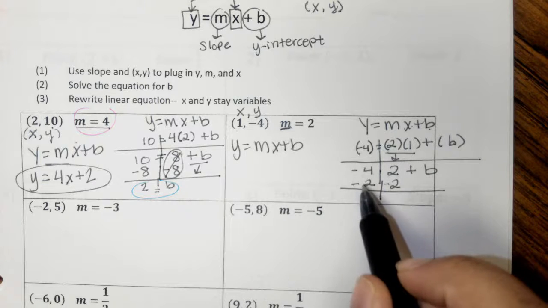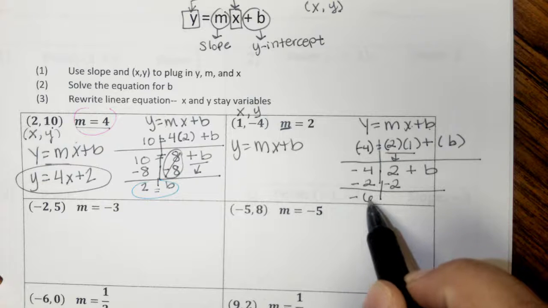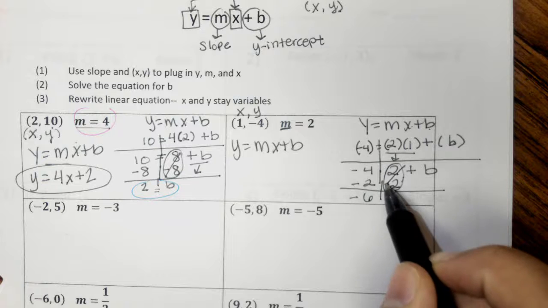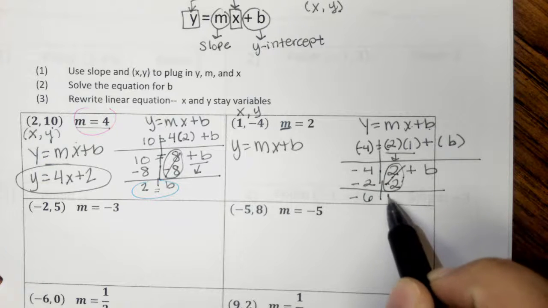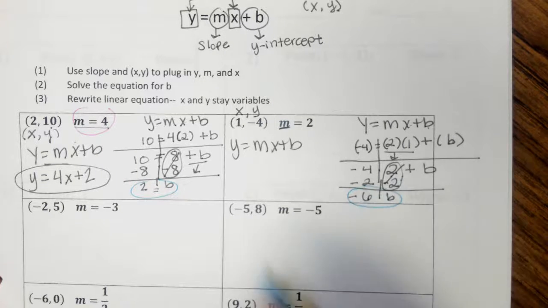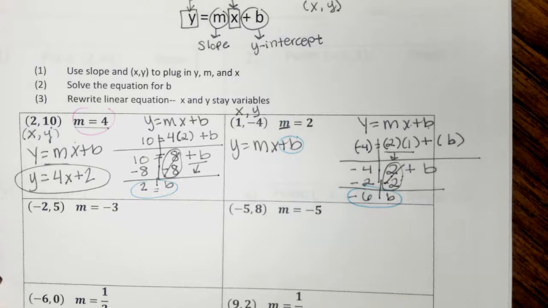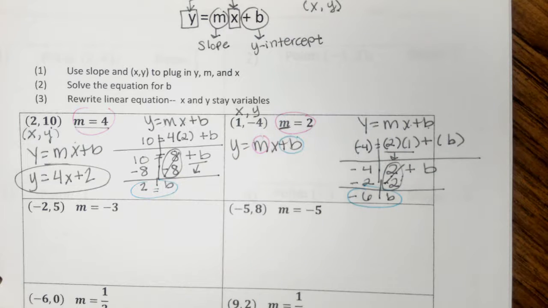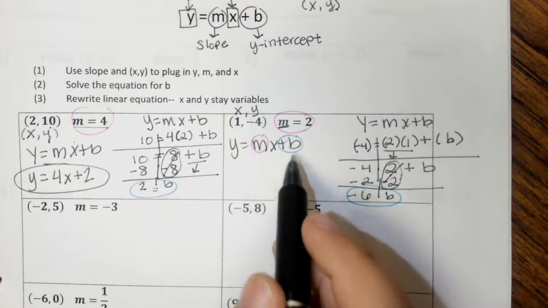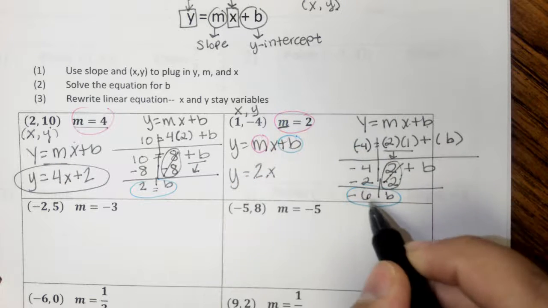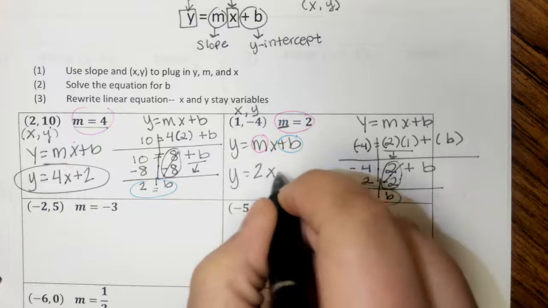On the left, -4 minus 2 is -6. On the right, 2 minus 2 makes a 0 pair, and 0 plus b is just b. Now we know that b is -6, and we know that m is 2. So we can rewrite the equation y equals mx plus b as y equals 2x. Instead of plus b, we'll write -6.